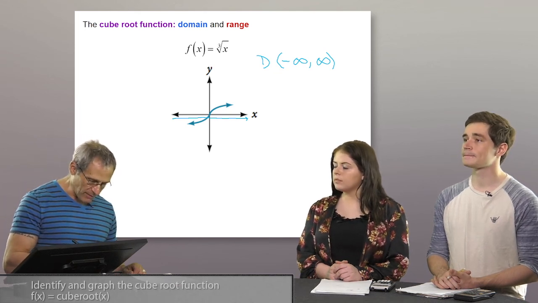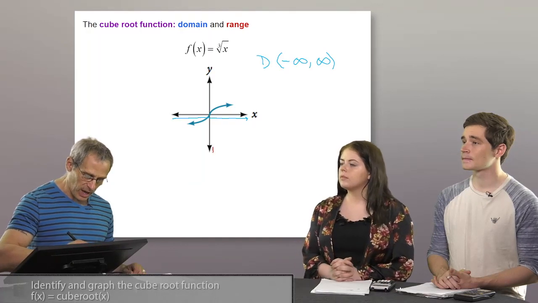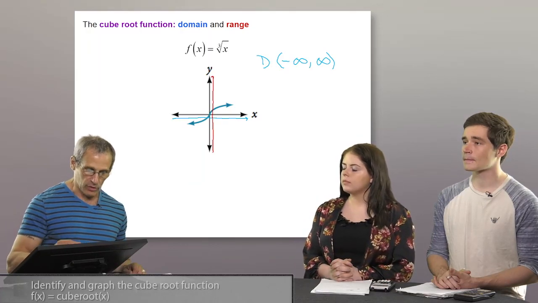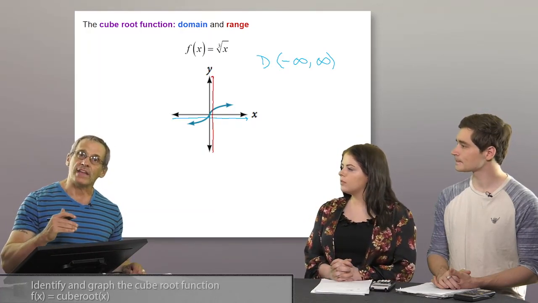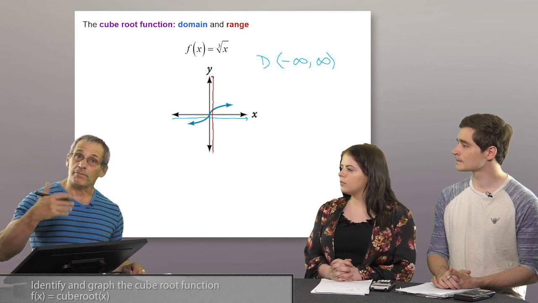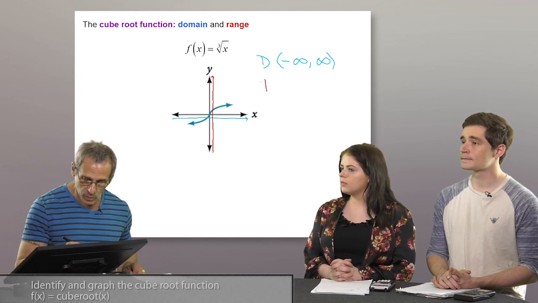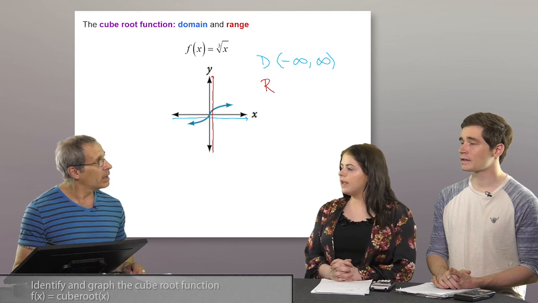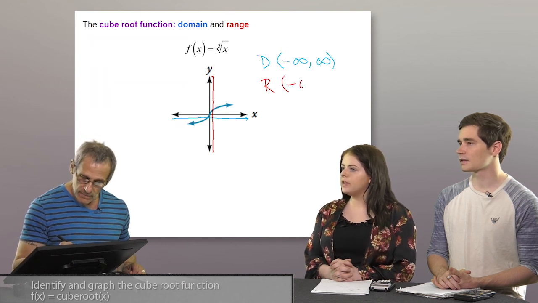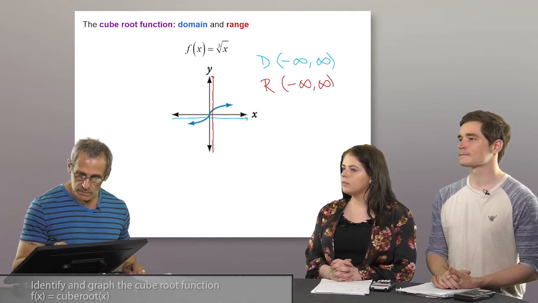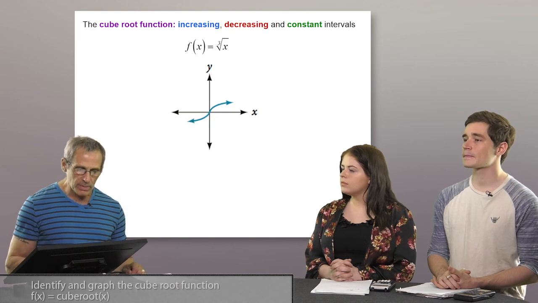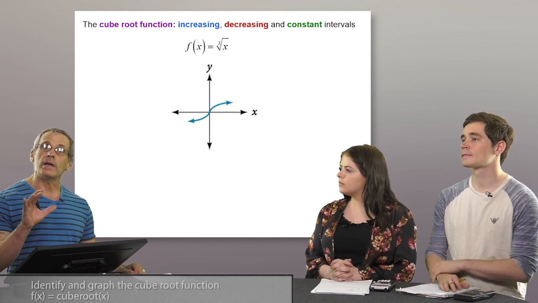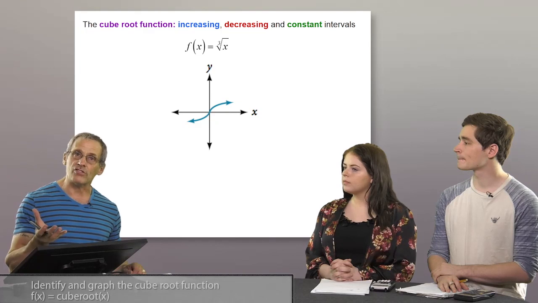For the range, I have to train my eye to look from bottom to top. It looks like my graph goes from down to up forever. So my range would be what? It would also be -infinity to +infinity. Excellent job. Lastly, I need to be able to recognize where the intervals are increasing, decreasing, or constant.